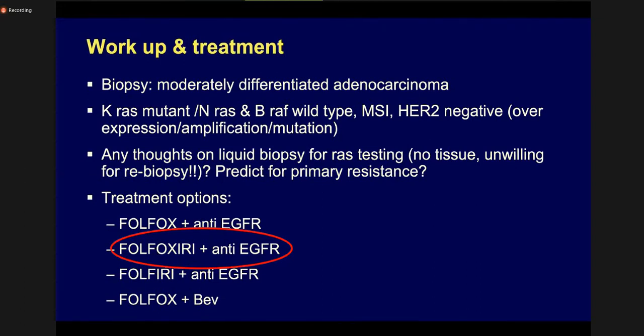Excellent. So we will do all RAS testing. We'll do BRAF testing, we'll do MSI, that's very important, but we won't talk about it today because that's not the issue of discussion. HER2, very important, 10% uniform membrane staining, IHC is the gold standard. So let's reiterate that point.